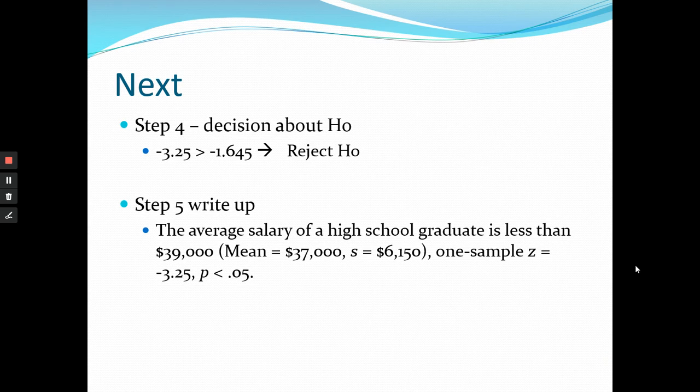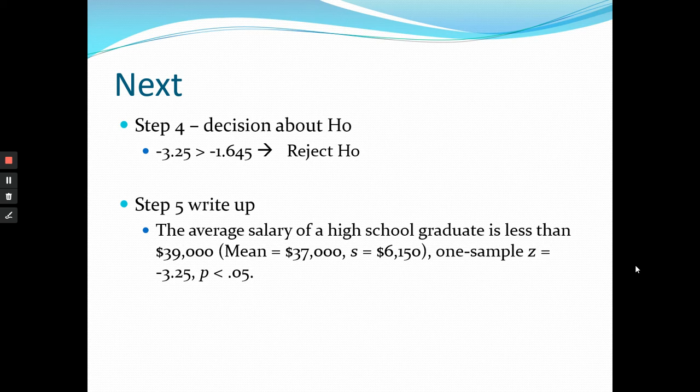Then we write it up. Step number 5 is writing it up. So we just write it in words. And we're going to do it slightly different from the next one, where we actually have a study. But here we could say that the average salary of a high school graduate is less than $39,000. We want to get the mean of our sample. So the mean of our sample was 37,000, remember? We want to get the standard deviation of our sample. That's 6,150.